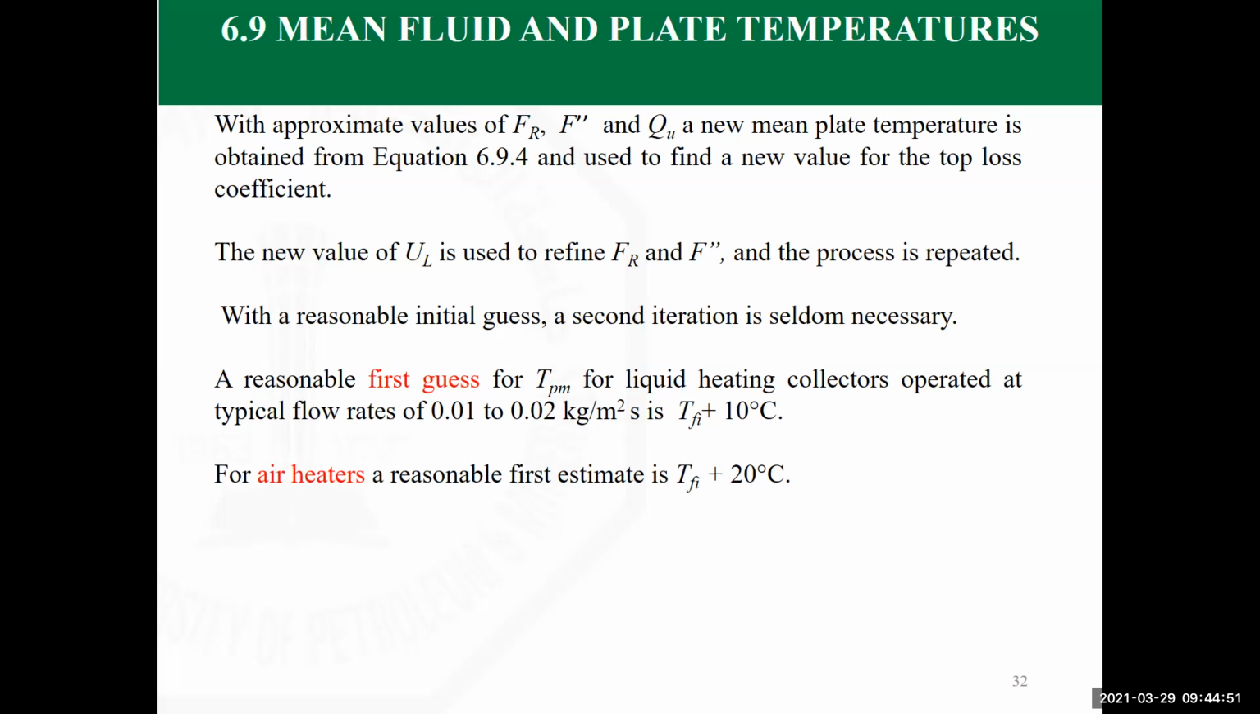A reasonable first guess for TPM for a liquid heating collector operating at typical flow rates between 0.01 and 0.02 is TFI plus 10. So the first assumption is that TPM is going to be the inlet fluid temperature plus 10. If you are talking about air, it will be the inlet fluid temperature plus 20. Again, why 10 and 20? Because the CP value for liquids is much higher than that for air. So you expect air to be heated to a higher temperature easily. And that's why the estimation here is the inlet fluid temperature plus 20, whereas for liquids it is only plus 10.